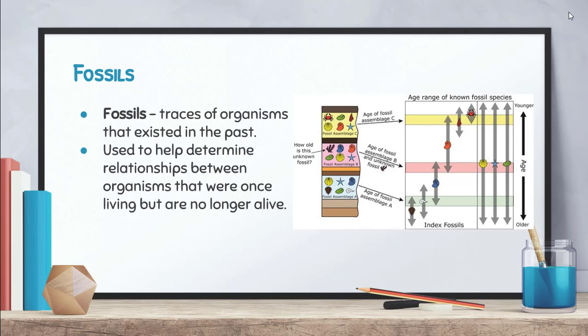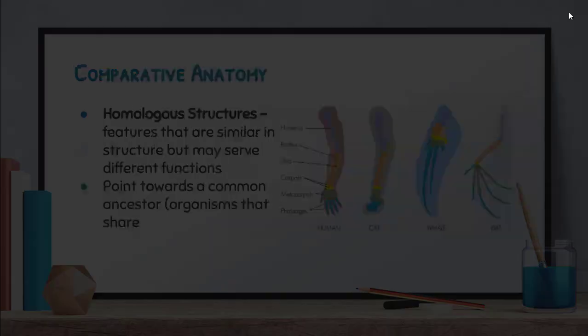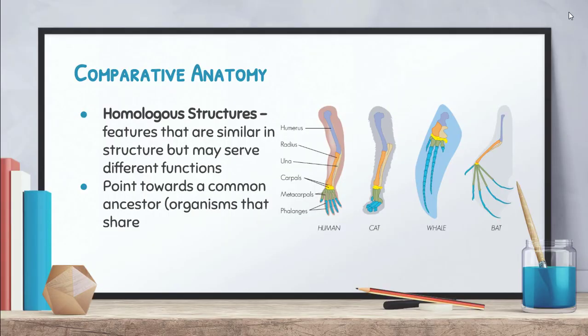This gives us an idea of how old certain organisms are, which organisms lived with other organisms, and comparatively speaking, which ones are older and which are younger. It provides a really great tool for understanding how organisms have evolved and adapted over time. One of the key things that we look at is comparative anatomy.